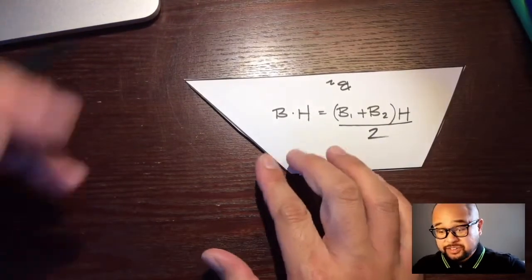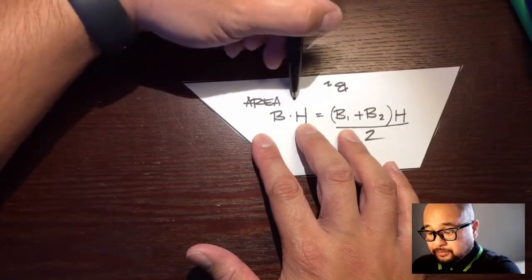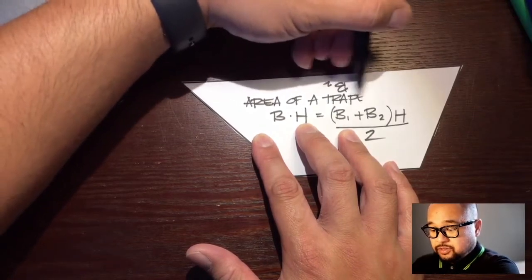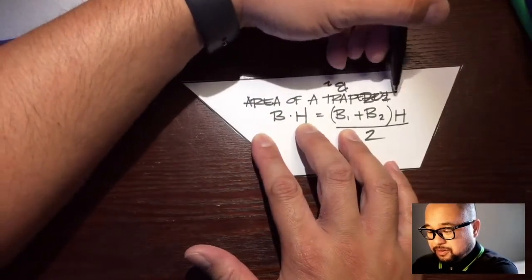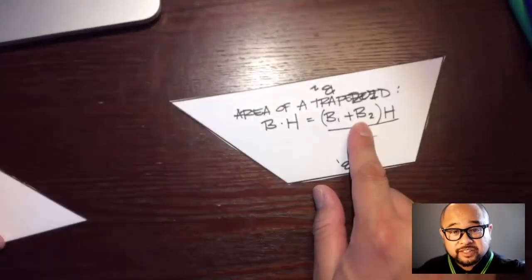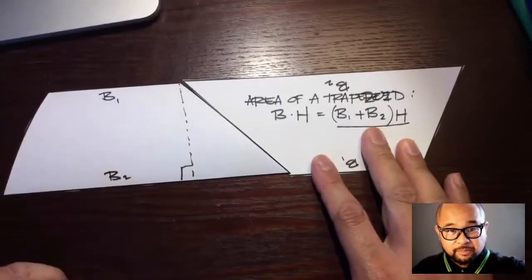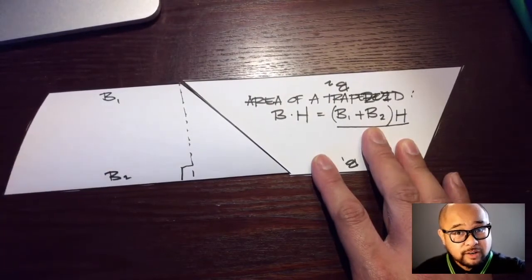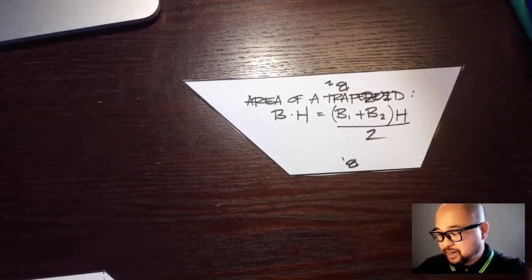So there you go. Here's the area of a trapezoid. Area of a trapezoid. Oops, I totally spelled it wrong. Trapezoid is base 1 plus base 2 times the height. So this part right here, that numerator, is the area of a parallelogram, because the area of a parallelogram is base times height. But remember, a trapezoid is just half of a parallelogram, so we divide it by 2.